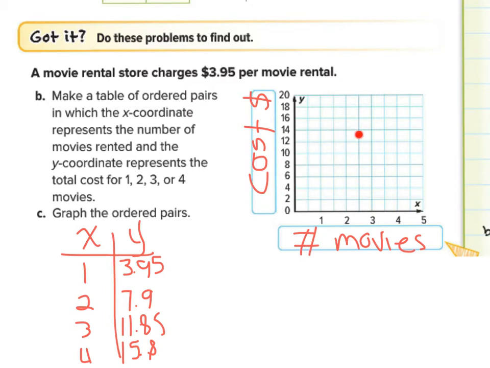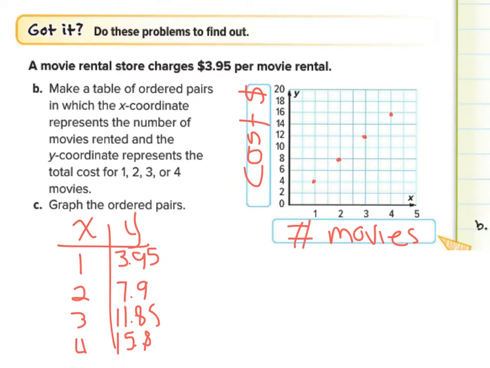Now we graph it, X first and then Y. It would look something like this. About $4 for 1 movie, slightly under $8 for 2 movies, slightly under $12 for 3 movies, as you can see here, and finally slightly under $16, $15.80, for 4 movies. And there you have it.